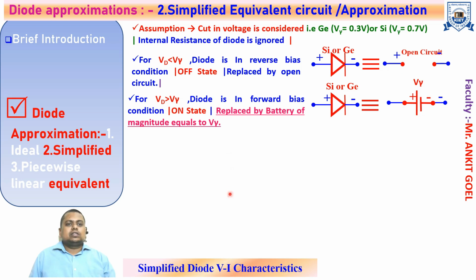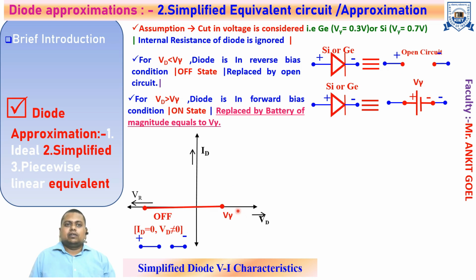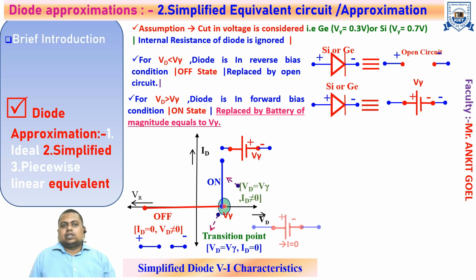So this is the simplified diode VI characteristics. For a voltage less than the cut-in voltage, the current is always zero, and the diode will be replaced by the open circuit. But the voltage need not be equal to zero. For voltage more than the cut-in voltage, it will maintain a constant voltage across it. That is, it is replaced by a constant voltage of magnitude equal to the cut-in voltage. So in this, we have the on-state model. The current need not be zero, and this point is called the transition point, in which VD is equal to the cut-in voltage and ID is equal to zero.